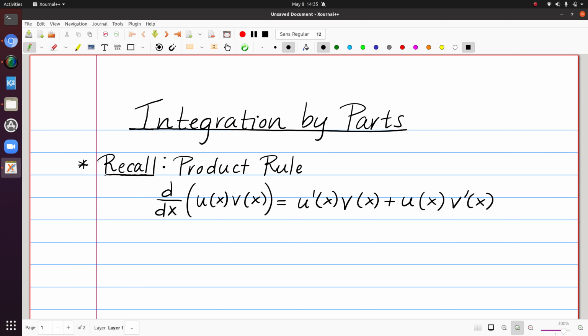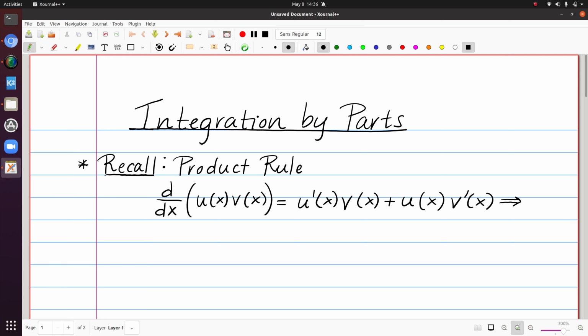So looking at the integration technique, integration by parts, again, let's recall a differentiation rule, in this case, the product rule. So if I'm going to differentiate the product of u of x and v of x with respect to x, the product rule says we get u prime of x times v of x plus u of x times v prime of x.